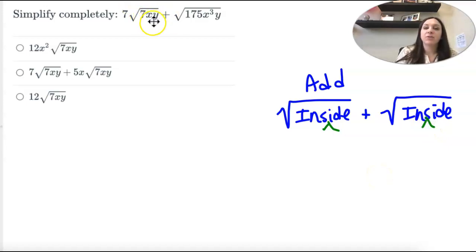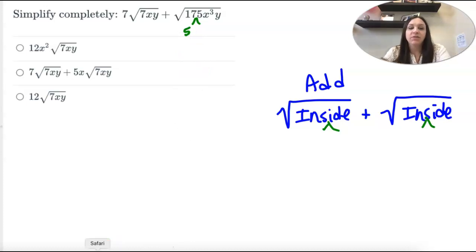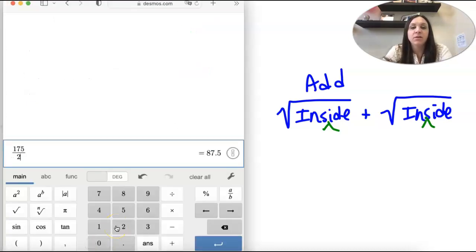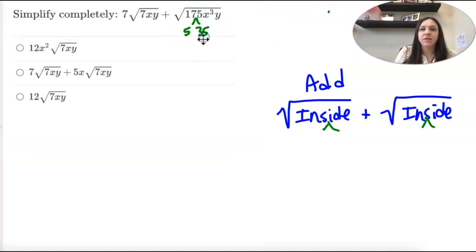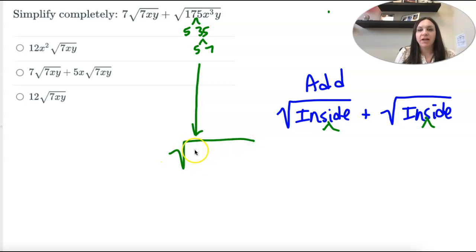So 7xy cannot be simplified. 7's already a prime number, there's one x, there's one y. But 175 can be factored down. I know it divides by 5. We'll just go straight to 5. 5 times 35, and then 5 times 7. So I'm going to rewrite just the second one. 175 is 5 times 5 times 7. And then I have 3 x's and 1 y.